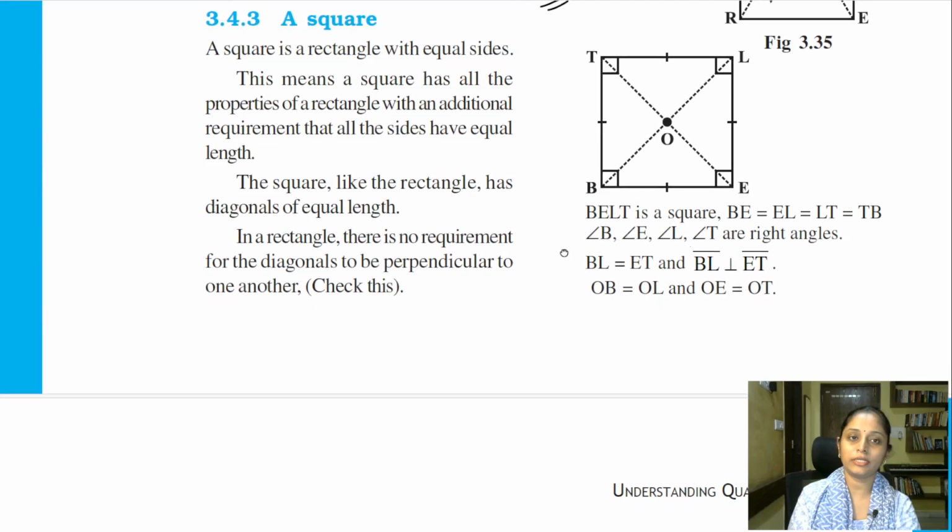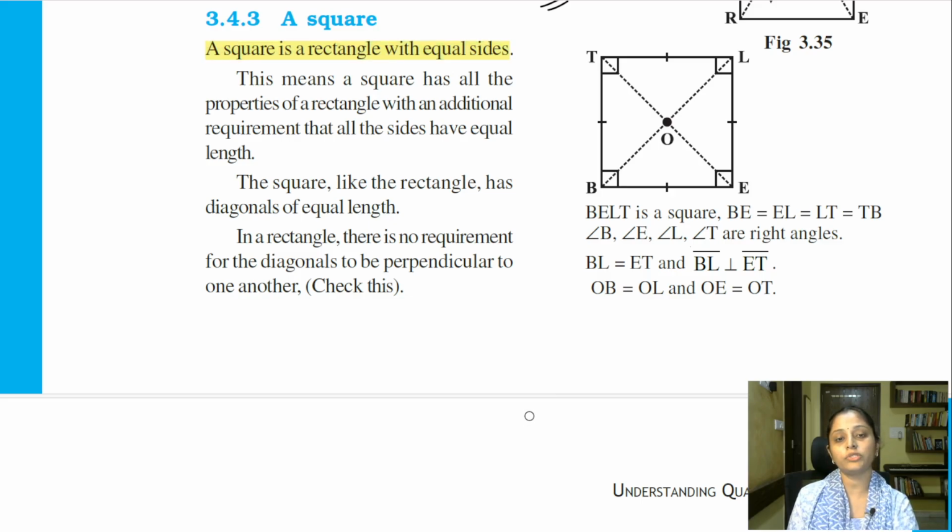Next, coming to the third special case, it is a square. Now, what is a square? It is a rectangle with equal sides. Now, in a rectangle, you don't have all the four sides as equal, right? But in a square, you have all the four sides equal. So the additional criterion for a rectangle to become a square is that it has equal sides. All four sides are equal.